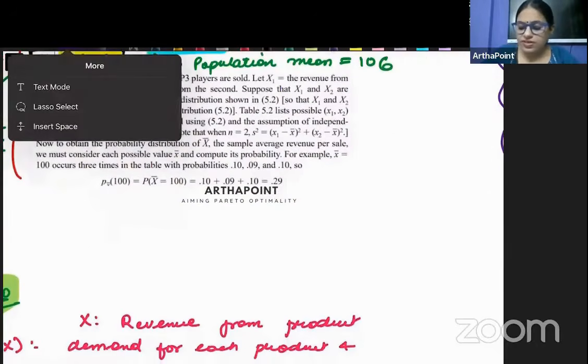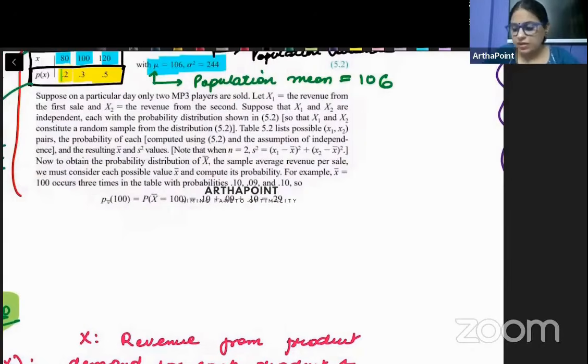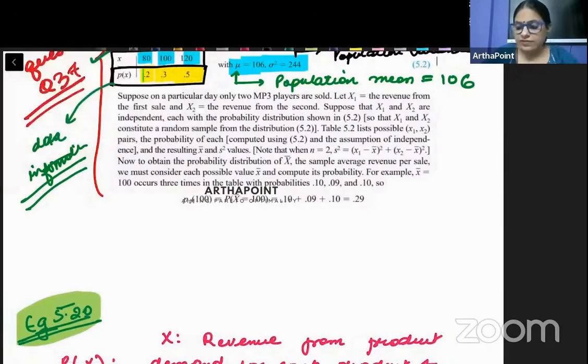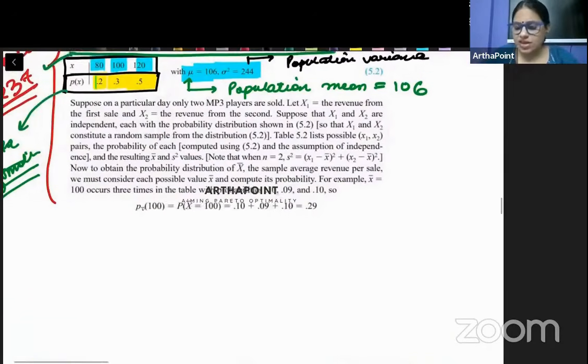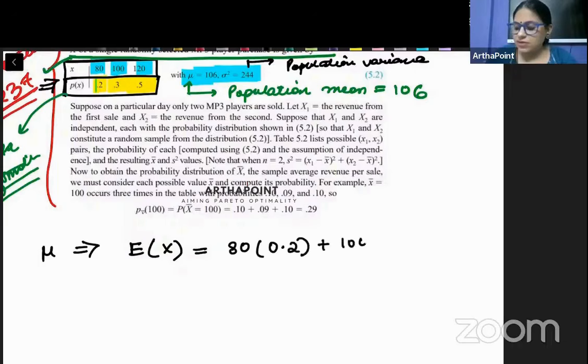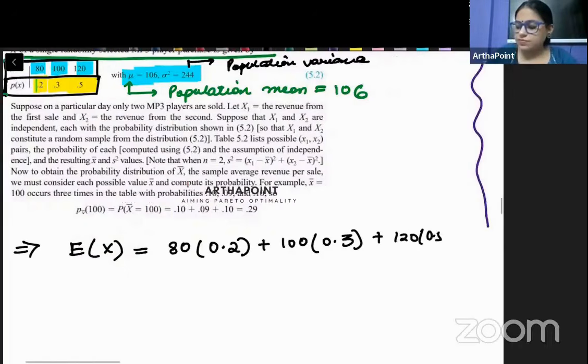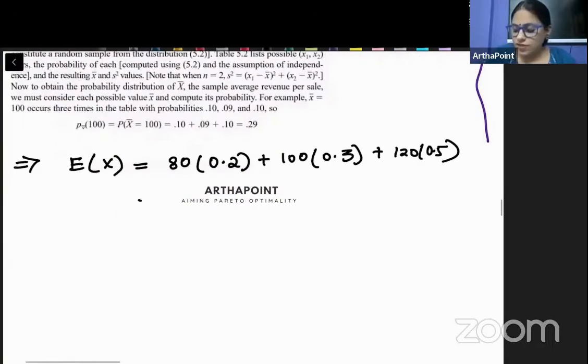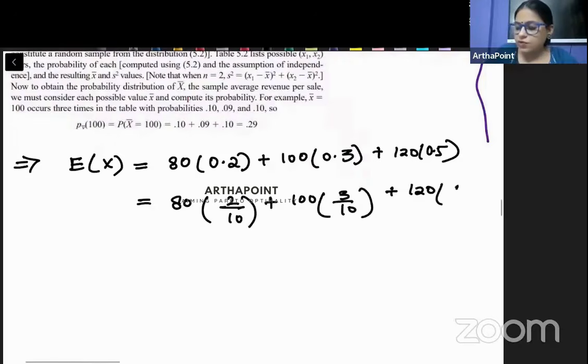Before I go further into the question, एक बारी हम देख लेते हैं how these values are actually derived. इन values को कैसे derive किया गया है, we need to understand that also. So बेटा population mean को निकालने के लिए it is nothing but the expected value of this x. So how can I find the expected value of x? I will do 80 into 0.2 plus 100 into 0.3 plus 120 into 0.5. So if I just try to solve this, I will get 80 into 2 by 10 plus 100 into 3 by 10 plus 120 into 5 by 10.